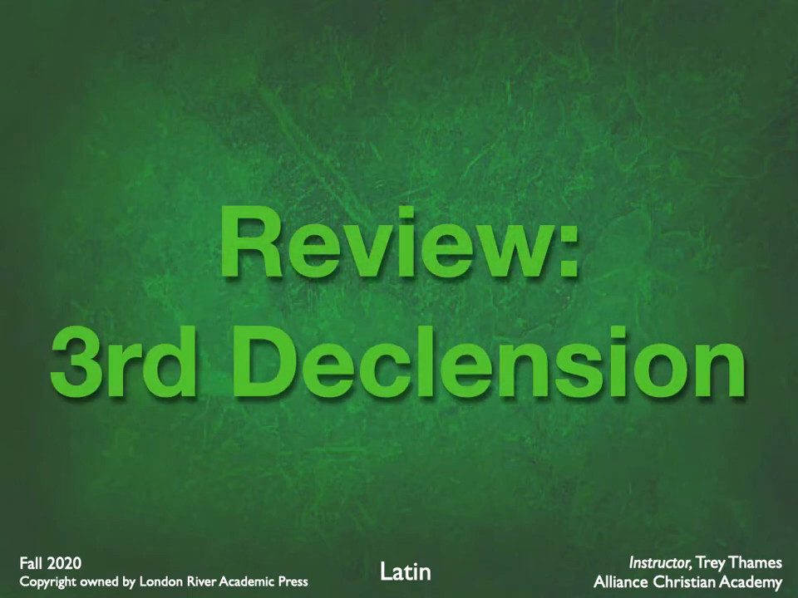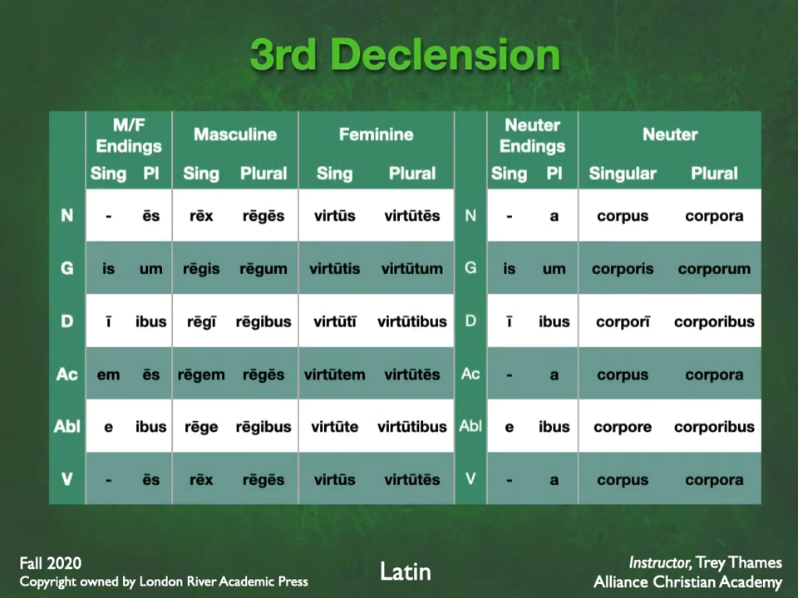Here's your review. Third declension has masculine, feminine, and neuter forms. Your masculine and feminine endings are the same. You can see on the far left of that chart there: blank, is, i, em, e, blank for vocative, es, ium, ibus, es, ibus, es for vocative plural. And we have two examples, the masculine rex, rex, regis, regi, regem, rege, rex, reges, regum, regibus, reges, regibus, reges. Feminine virtus, virtutis, you can see the rest of it there. So those are all third declension masculine.